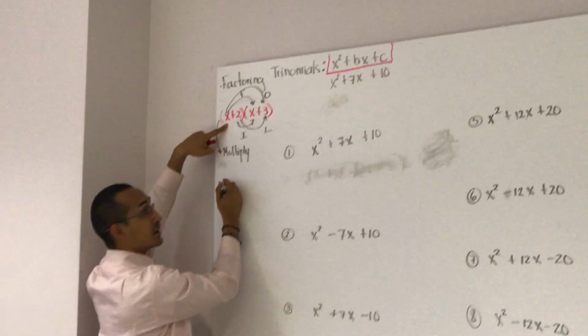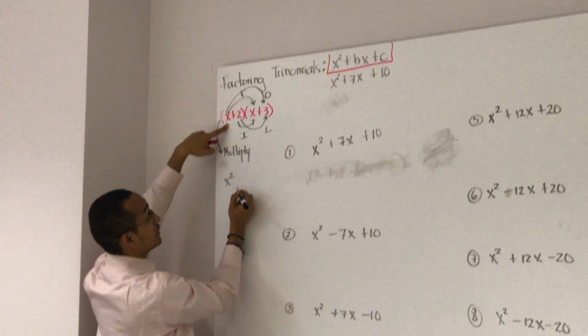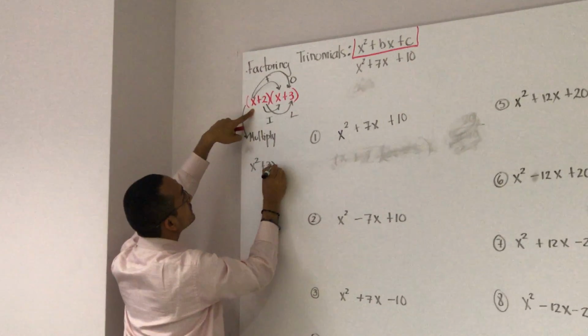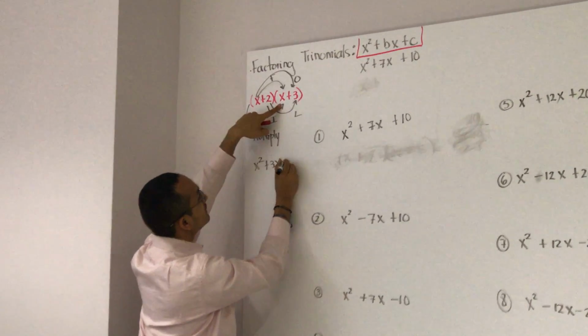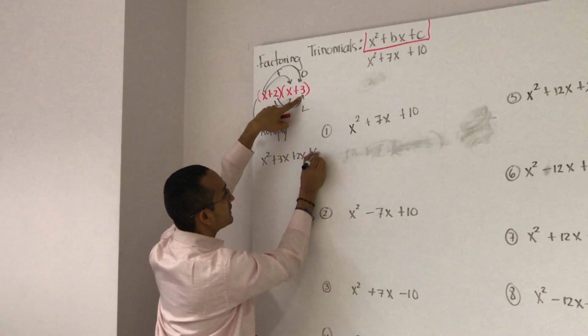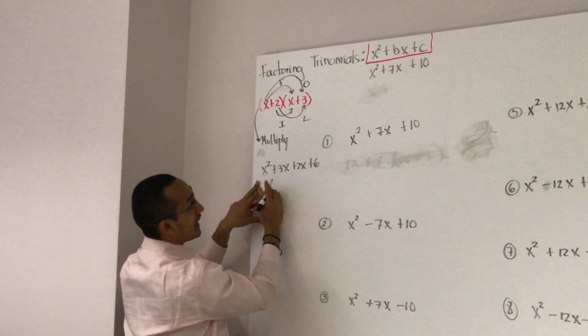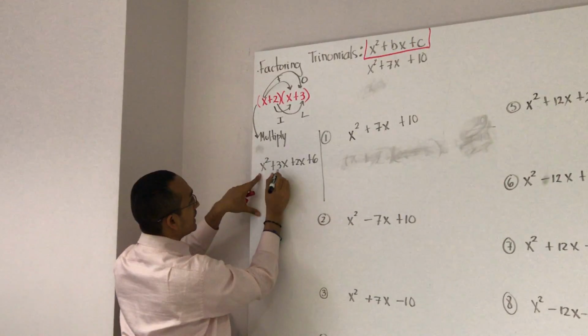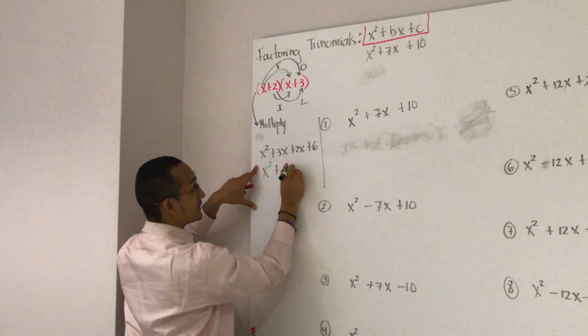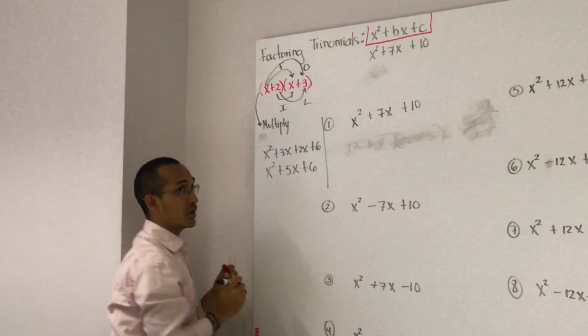X times x becomes x squared. X times 3 becomes 3x. 2 times x is 2x. And then plus 2 times 3 is plus 6. Now you combine these like terms: 3x plus 2x becomes 5x. So we get x squared plus 5x plus 6. Okay?